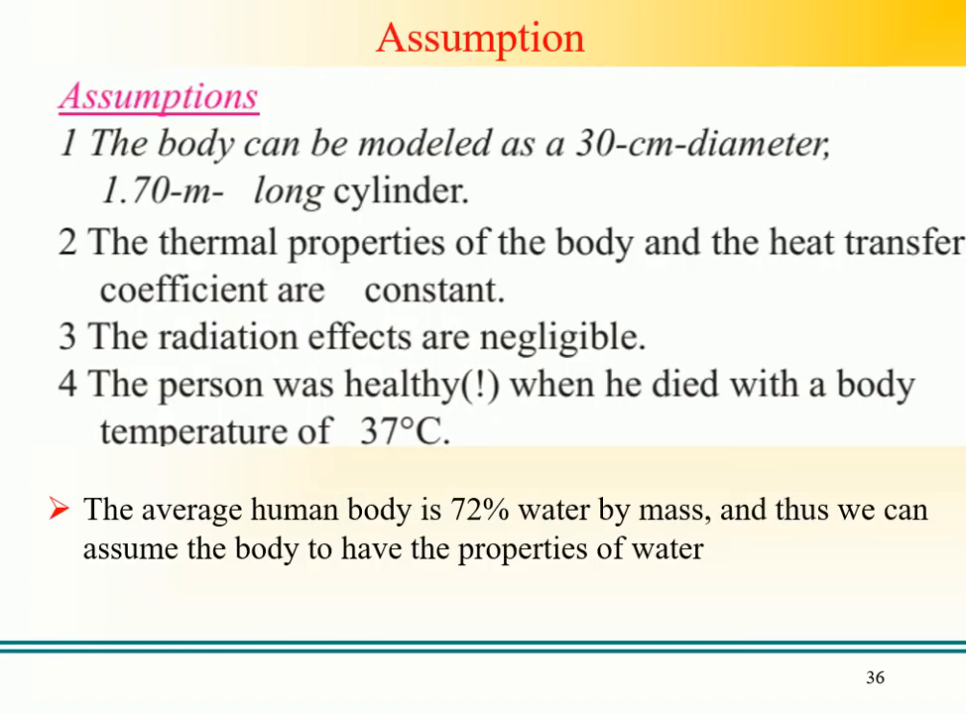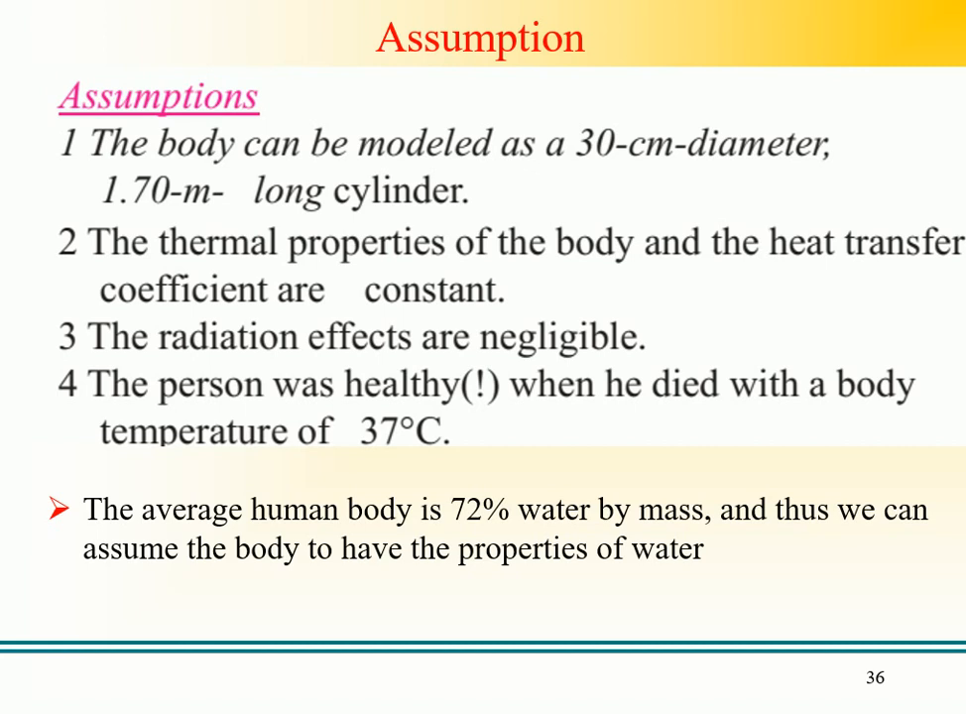Okay, students, the body can be modeled as mentioned in the problem, and again, it is one of the quite relevant approximations. The diameter is 30 centimeter and 1.7 meter long. For example, a person is about 5 feet 6 inches almost. The thermal properties of the body and the heat transfer coefficient are constants. We are taking these assumptions. Of course, the radiation effects are negligible. The person was healthy, and the initial temperature of the body is about 37 degrees Celsius.